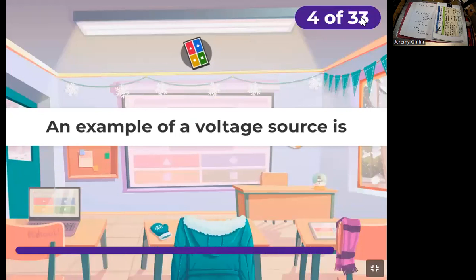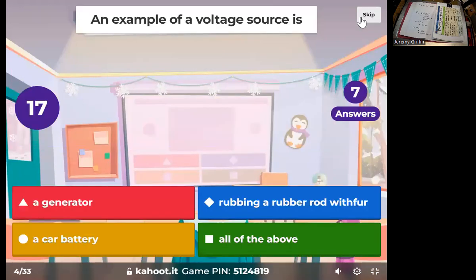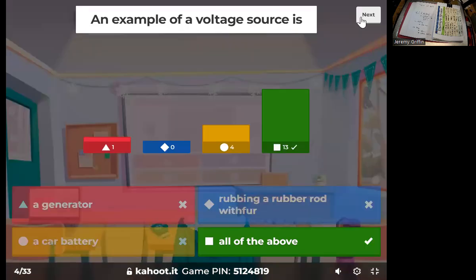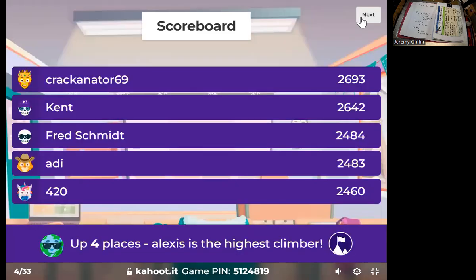Example of a voltage source. Yeah, so all those could provide some kind of potential difference, which would be a voltage. Anytime you charge something up, something has a charge on it, well, there's some energy per charge. That's also what a voltage is, potential difference. You're quantifying volts. There you go.